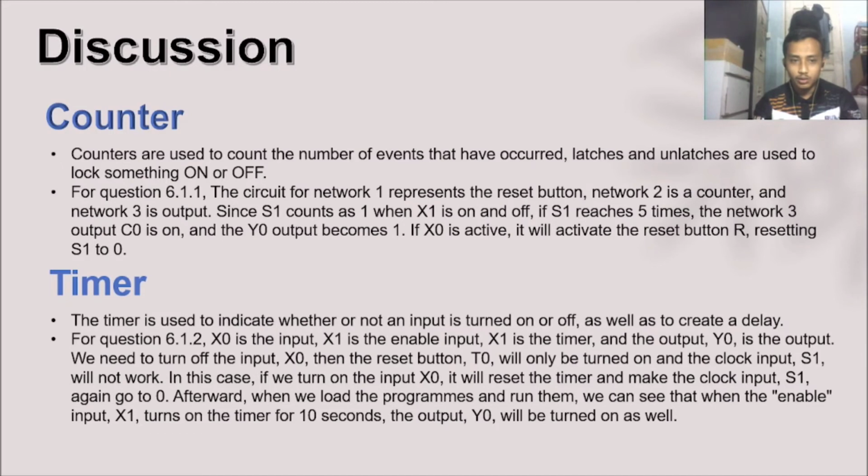We need to turn off the input X0, then the reset button T0 will only be turned on and the clock input S1 will not work. In this case, if we turn on the input X0, it will reset the timer and make the clock input S1 go to 0 again. Afterward, when we load the program and run it, we can see that when the enable input X1 turns on the timer for 10 seconds, the output Y0 will turn on as well.